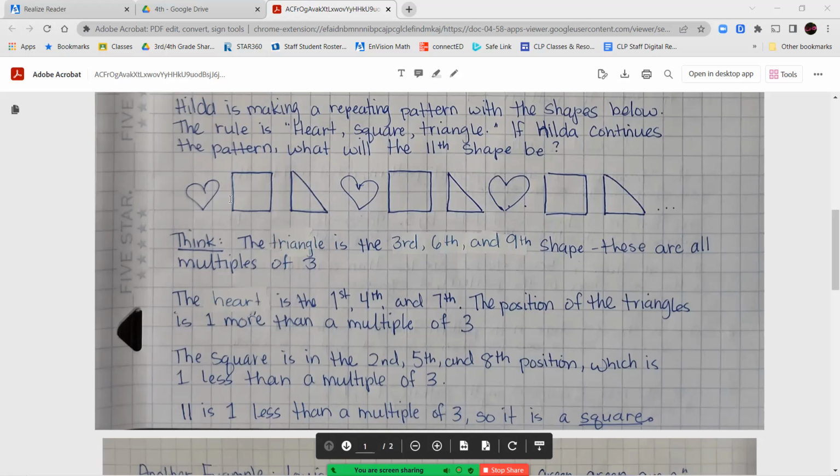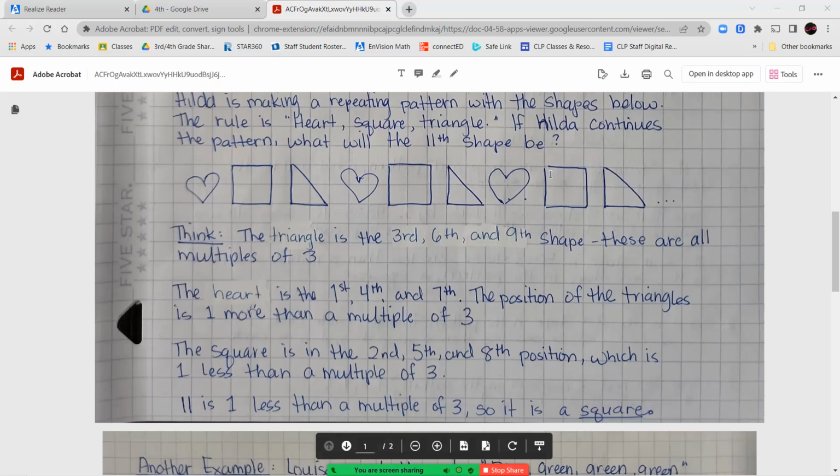And the square comes before the triangle. So that's going to be 1 less than a multiple of 3. So it's in the 2nd, the 5th, the 8th position, and so on. Since I'm working with a group of 3, I need to divide my number by 3. Now we know 11 is 1 less than a multiple of 3, because 12 divided by 3 would give us 4. So 11 divided by 3 is going to give us 1 less than that. So we're going to look for the shape that's 1 before a triangle.